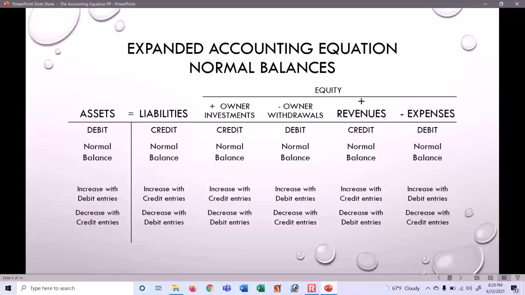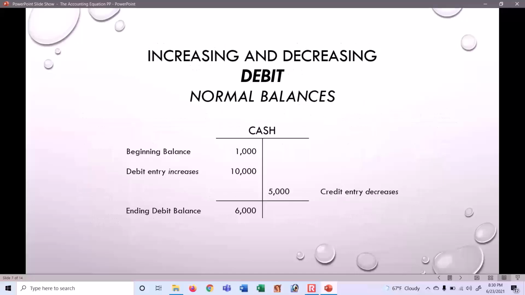I say most because some accounts have opposite normal balances, such as an asset account having a normal credit balance. These are known as contra accounts and are discussed in a separate video. Two accounts making up equity have normal debit balances, owner withdrawals and expenses, and two accounts have normal credit balances, owner capital and revenues. When using T accounts, pluses and minuses are not used.